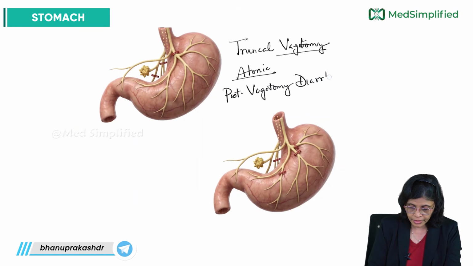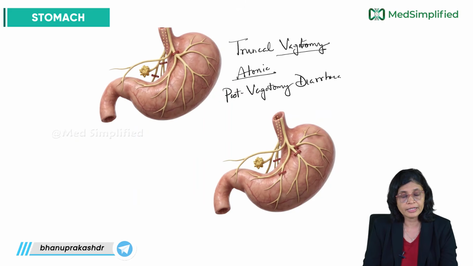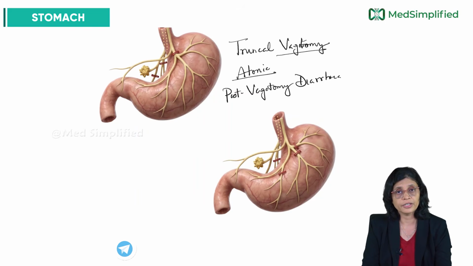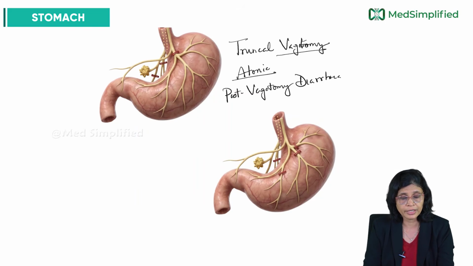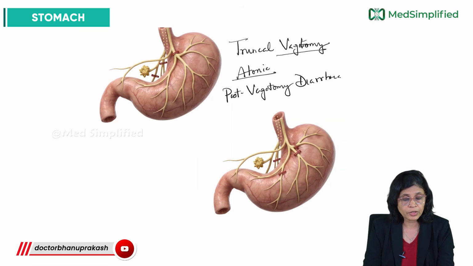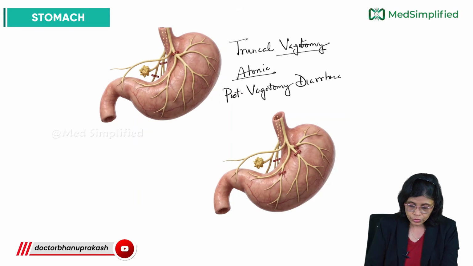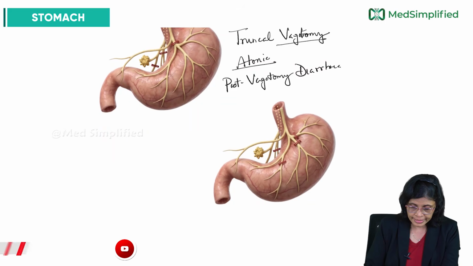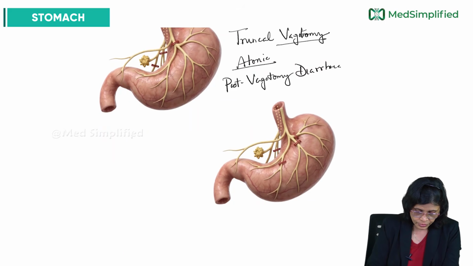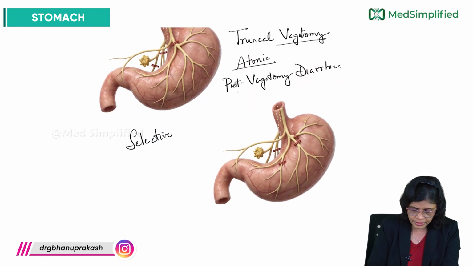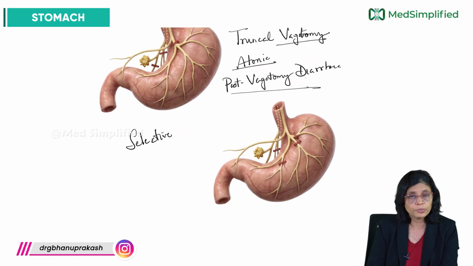Because of the damage to both hepatic and celiac plexus, because the anterior and the posterior vagal trunk themselves form the plexus around there, the hepatic plexus as well as the celiac plexus. Now because all of this is affected, it results in post-vagotomy diarrhea. So the next surgery what we do is the selective vagotomy. Since the truncal has so many complications, we do not prefer it.